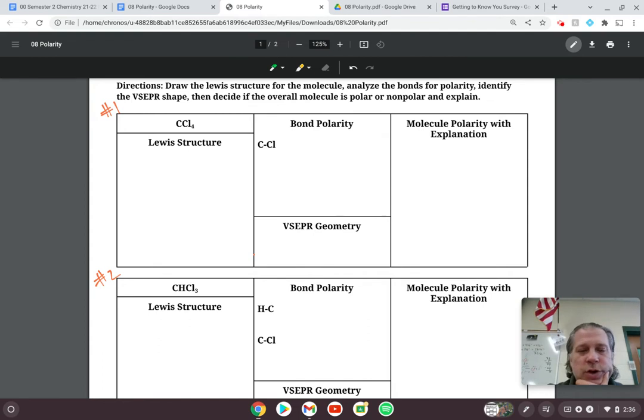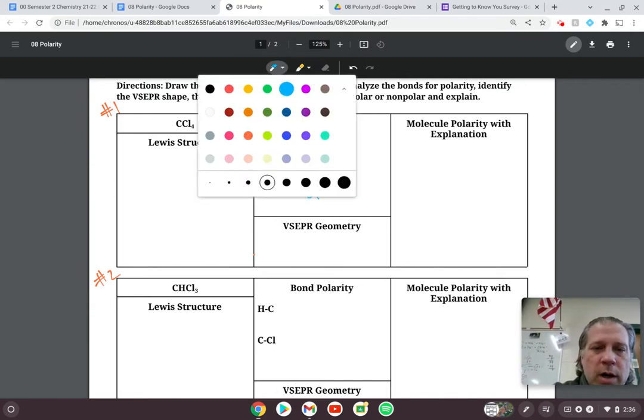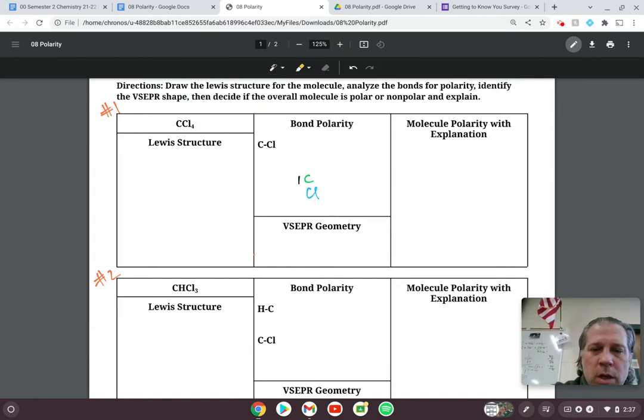So in the first structure, you have CCl4. So we're going to go ahead and calculate the number of valence electrons. So I'm going to do that over here. So I've got carbon and I've got chlorine. There's one carbon times 4 valence electrons. So that's 4 valence electrons. 4 chlorines times 7 valence electrons. So that's 28 valence electrons. So that's 32 valence electrons.